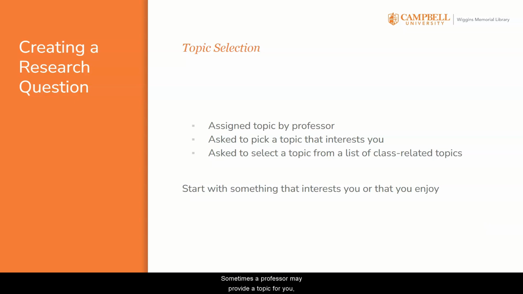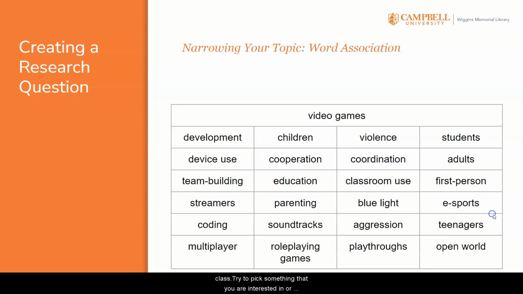Sometimes a professor may provide a topic for you. Sometimes you'll be asked to come up with your own topic based on what you've encountered in a class or how you might want to expand your knowledge outside of that class. Try to pick something that you're interested in or enjoy. Once you've selected a general topic, we'll narrow it down like the example of going from video games to video games and violent behavior in children.